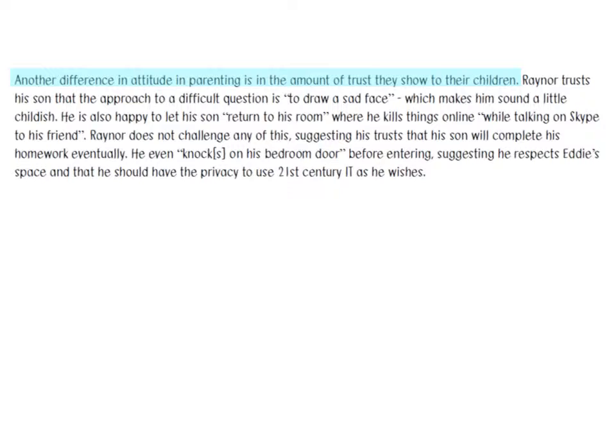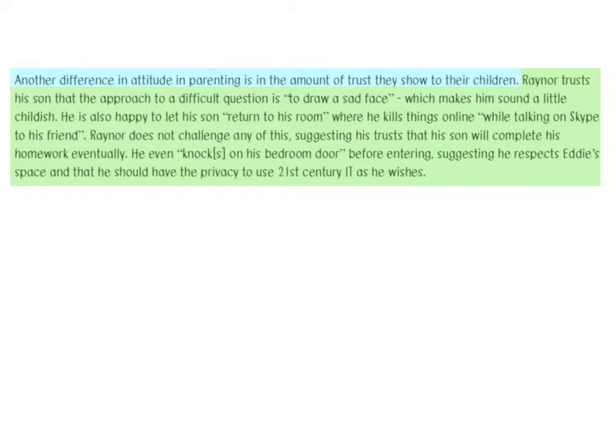Another difference in attitude in parenting is in the amount of trust they show to their children. So let's back it up. Rayner trusts his son that the approach to a difficult question is to draw a sad face, which makes him sound a little childish. He's also happy to let his son return to his room where he kills things online while talking on Skype to his friend. Rayner does not challenge any of this, suggesting he trusts his son will complete his homework eventually. He even knocks on his bedroom door before entering, suggesting he respects Eddie's space and that he should have the privacy to use 21st century information technology as he wishes.